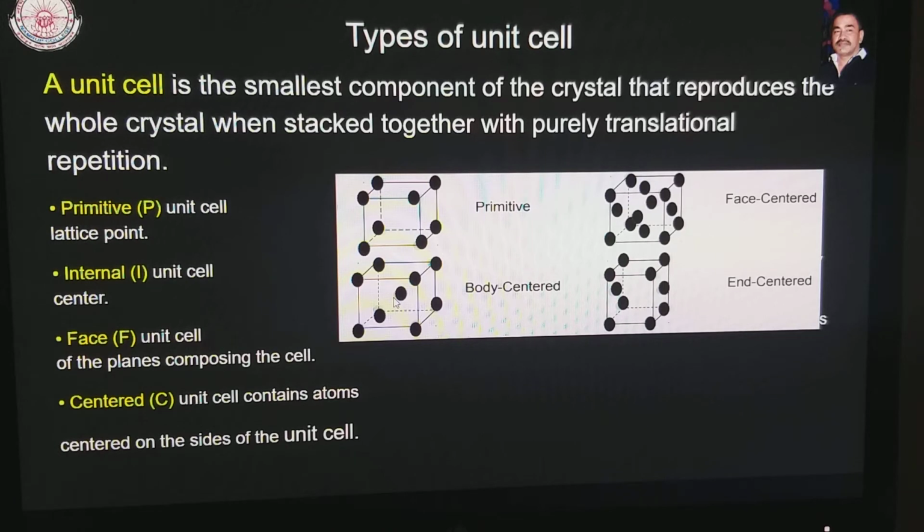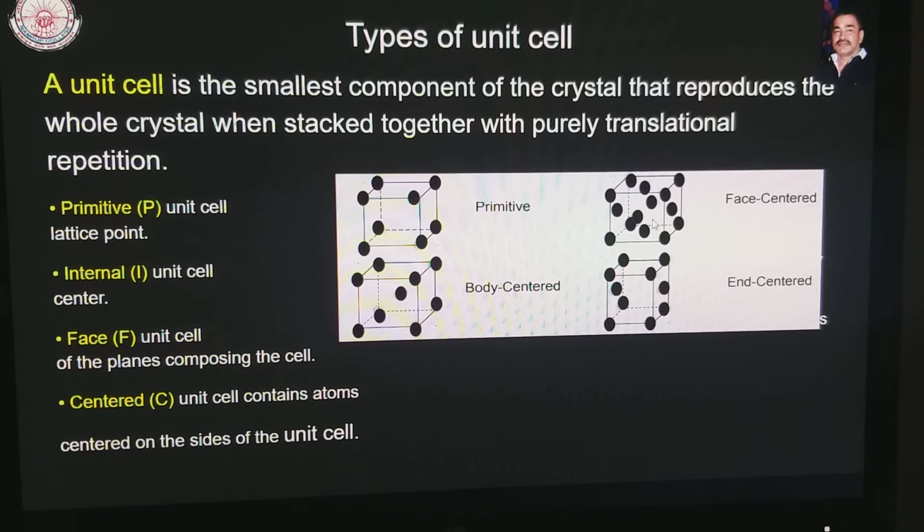On the other hand, body centered. So in this case, one lattice point is contained in the body, at the center of the body of the unit cell. This is an internal unit cell.